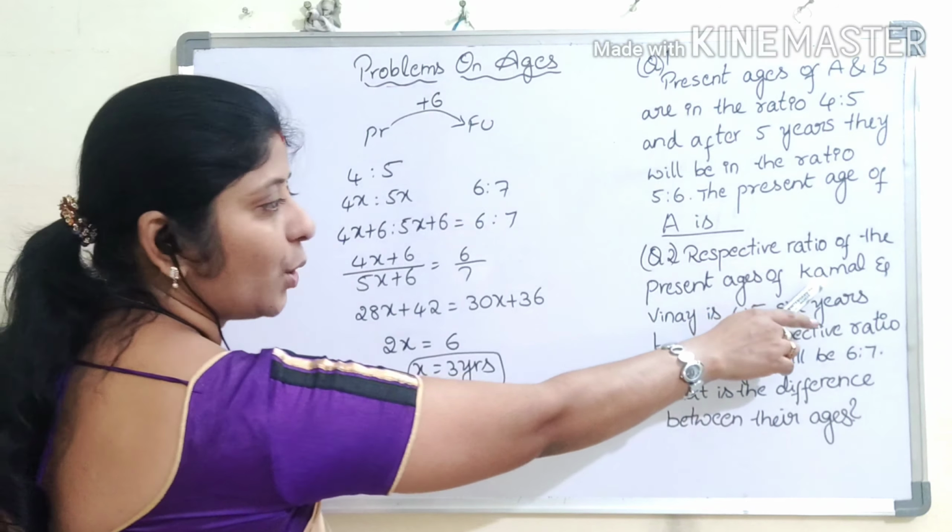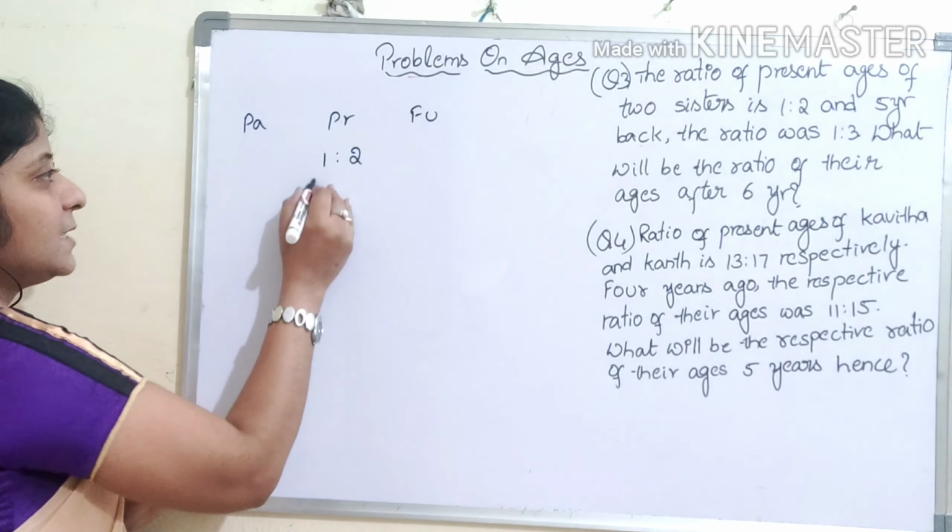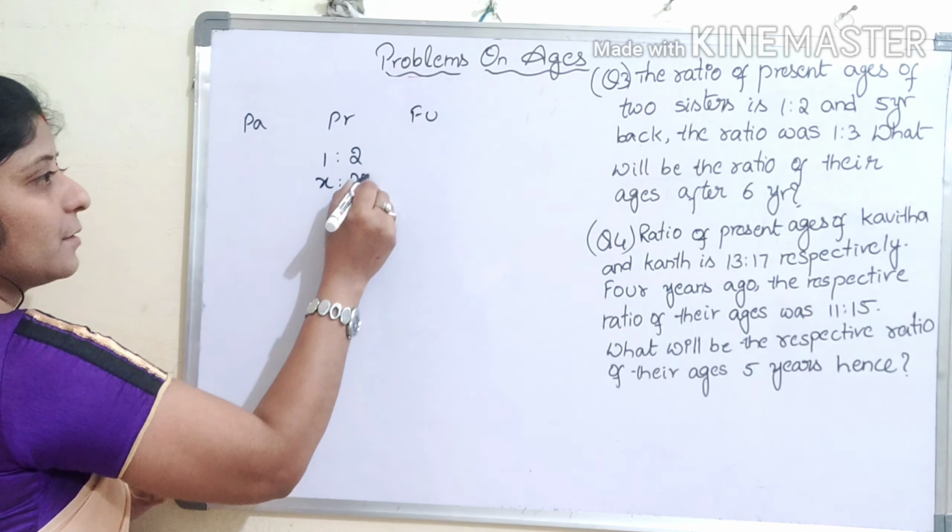Now we will see one more problem. Now we have some more problems here. Let us see the third one. First we will write past, present, future. The ratio of present ages of two sisters is given as 1:2. So this present age we can take as x:2x.